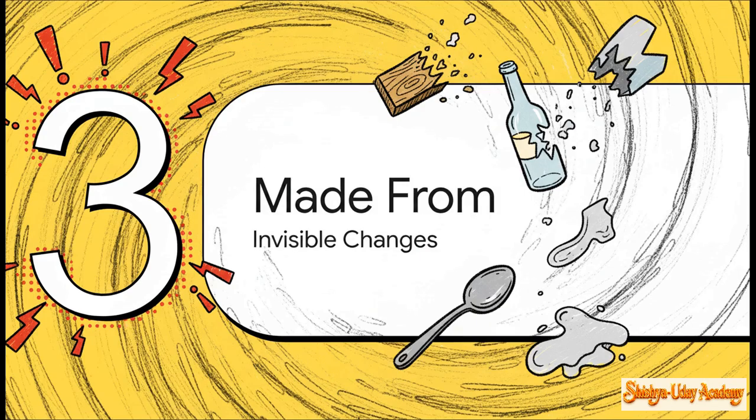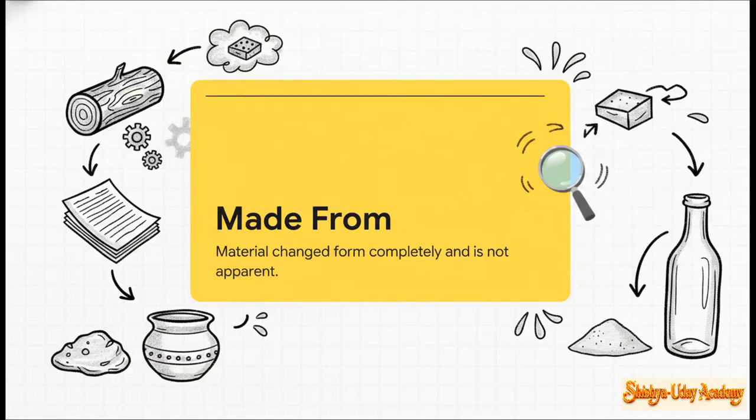Section 3. Made from. Invisible changes. Which brings us to made from. We use this phrase when the material changes its form completely during the manufacturing process. We're talking about a massive physical or chemical transformation here, and because of this, the original state is just not easily apparent or visible in the final product.